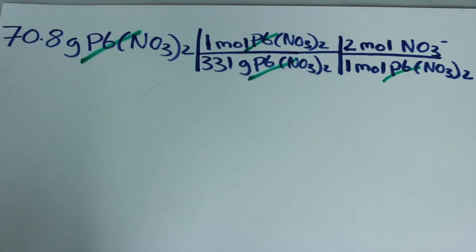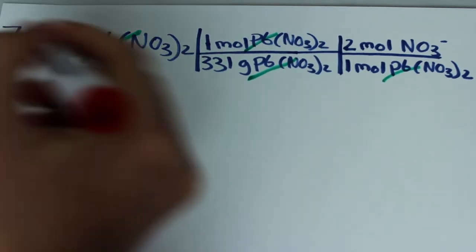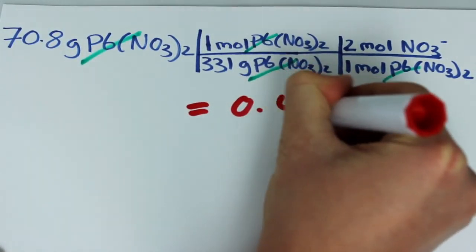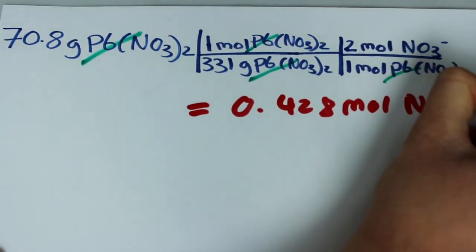So 70.8 times 1 times 2 divided by 331 times 1, and then we get an answer which we're going to give to 3 significant figures once again, which is 0.428 moles of nitrate ions.